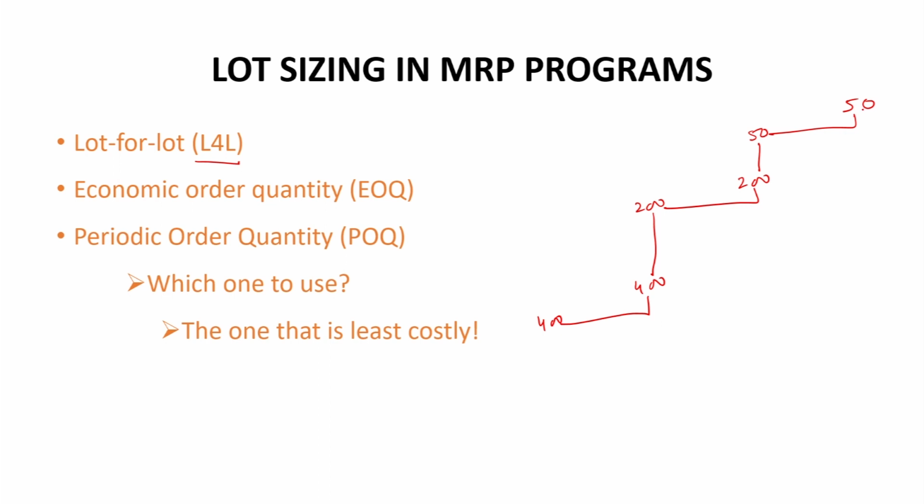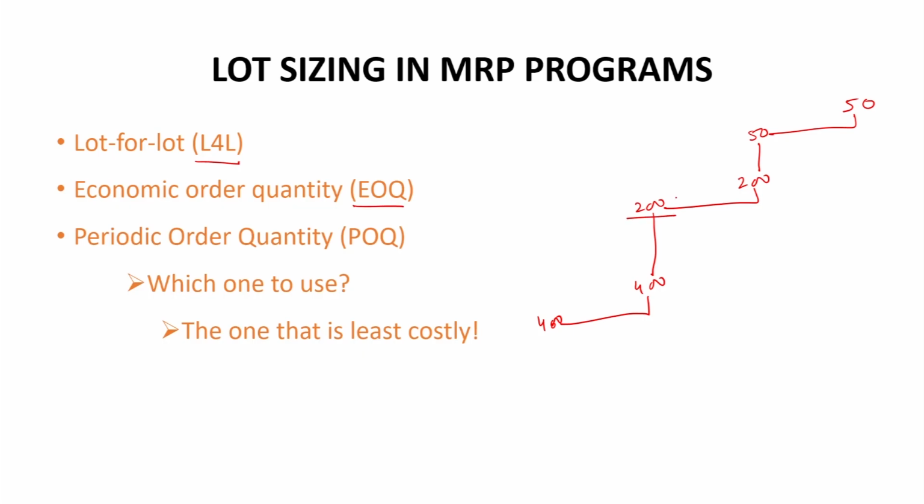50 units are required, you are producing 50; 200 components are required, you are producing 200 components also. For this, 400 components need to be procured, and you are procuring 400 components. So, this type of system is called a lot sizing policy. Okay. Another is the economic order quantity method.